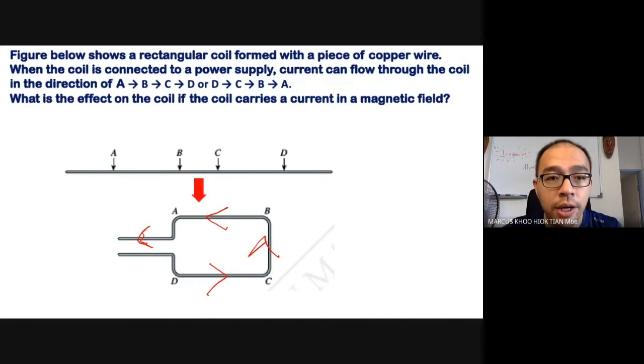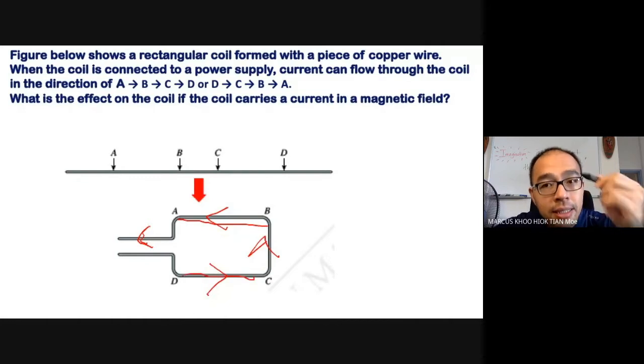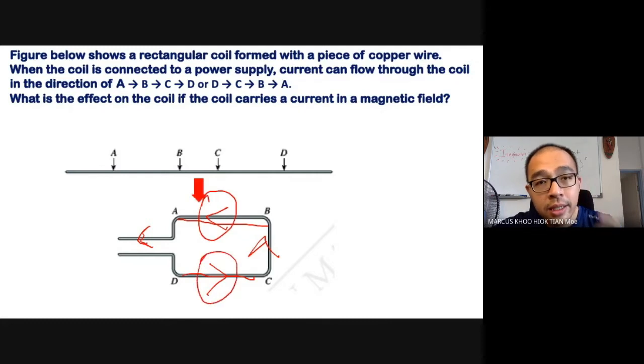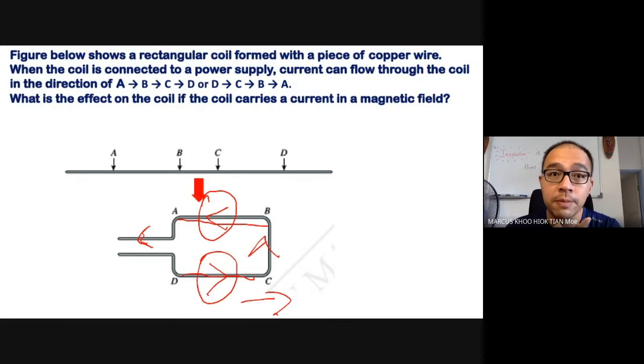Okay, now take a look. If I put A and B and C and D inside the magnetic field, notice the direction of the current. The direction of the current will change. I mean, it's different. On this side, the direction of current is going this way. This one, the direction of current is going that way. And you know that when the direction of the current changes, the direction of your force also will change. Because the direction of the current also affects the force. If the current is going this way, the force is going this way. If the current is going this way, the force is going this way.